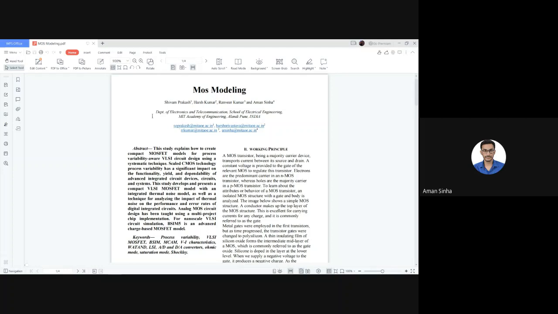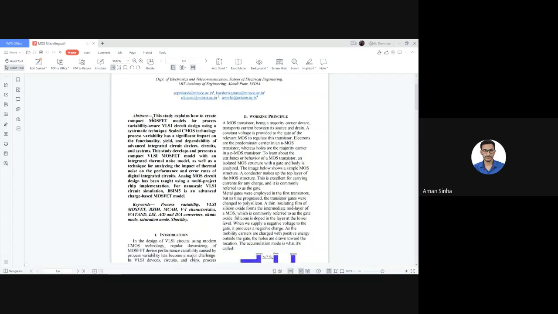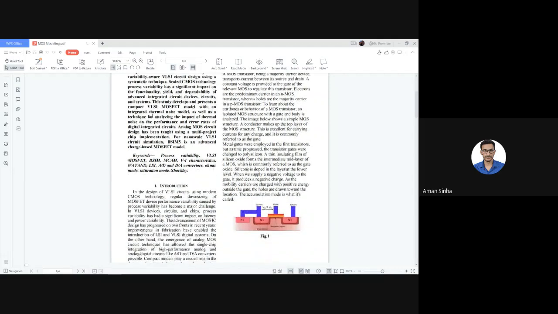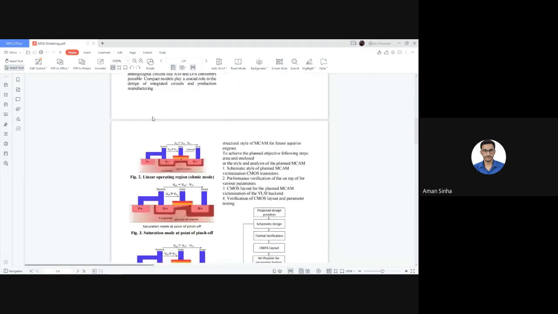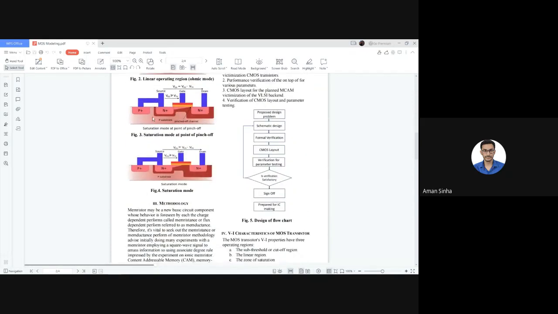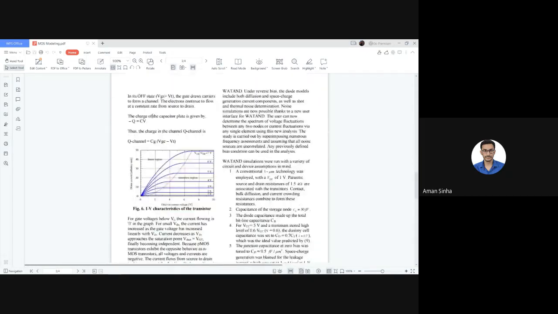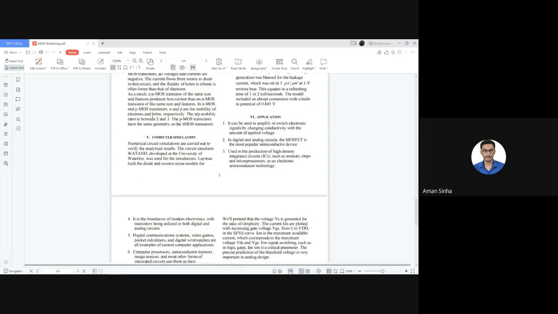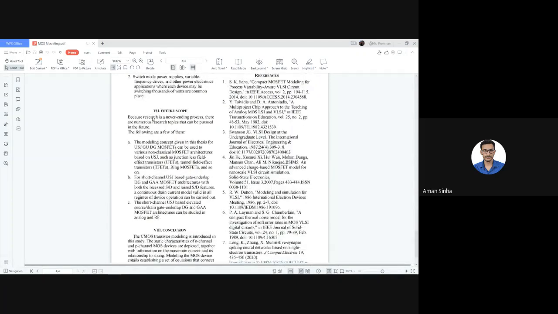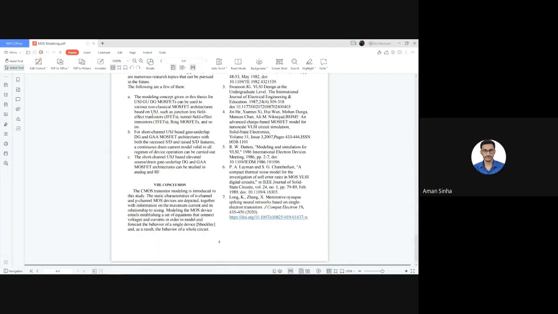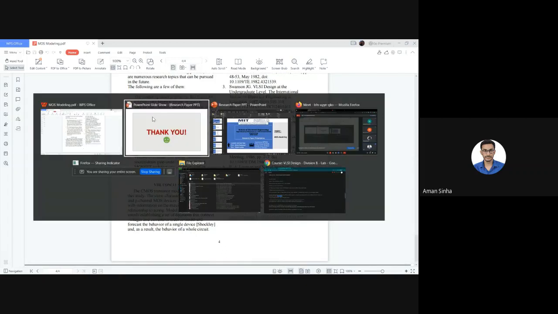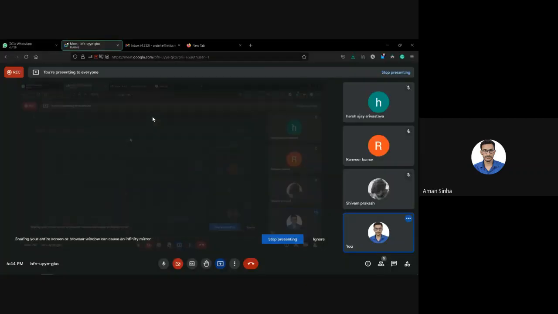This is the research paper. It covers 4 pages, and as you can see, we have followed the whole IEEE format. A figure has been added too, and this is the VI characteristic, application part, future scope, and references. So this is the whole research paper. Thank you.